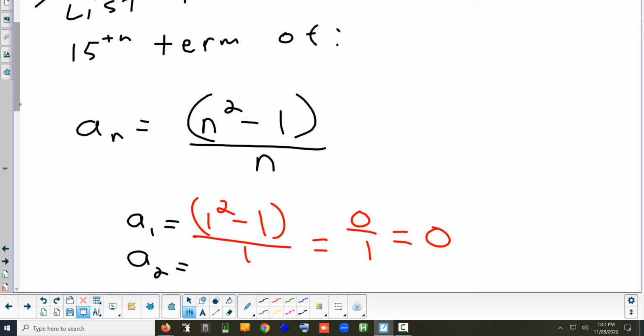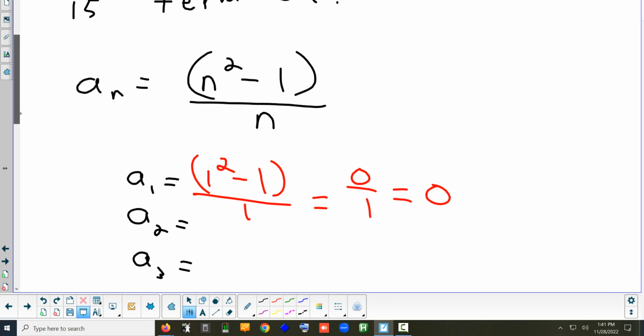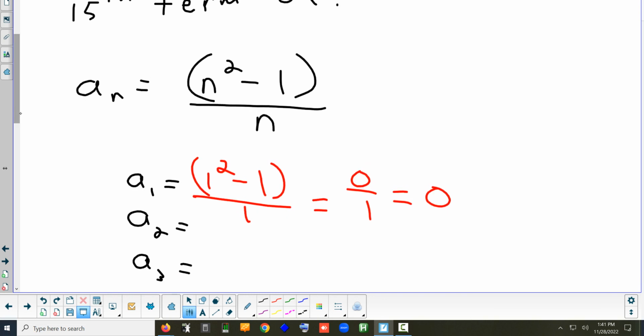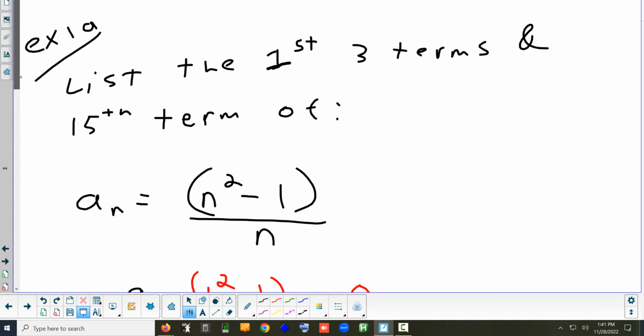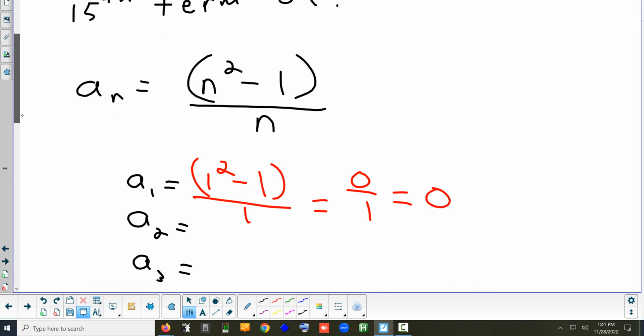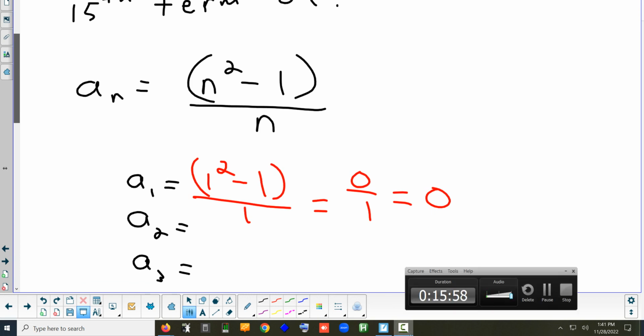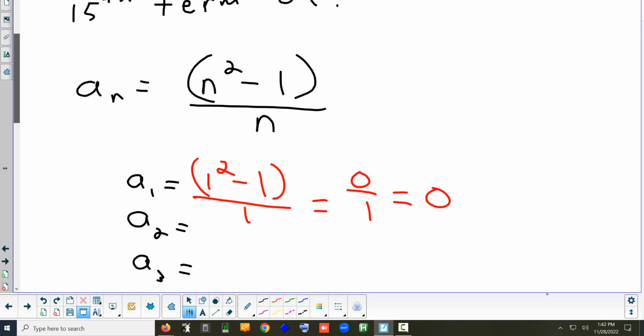Okay. Second term. Fiorella, how do you get the second term? Plug in 3 for n. So which term are we finding? I forgot. So we're finding the first 3, and so far we found the first 1. Okay, so you had said we were finding the second term, so plug in 2. All right, so let's plug in 2.